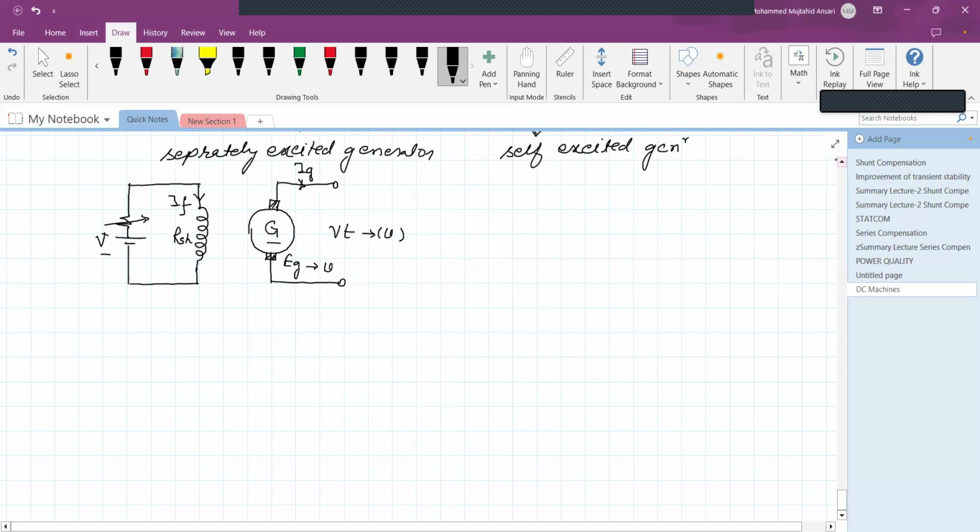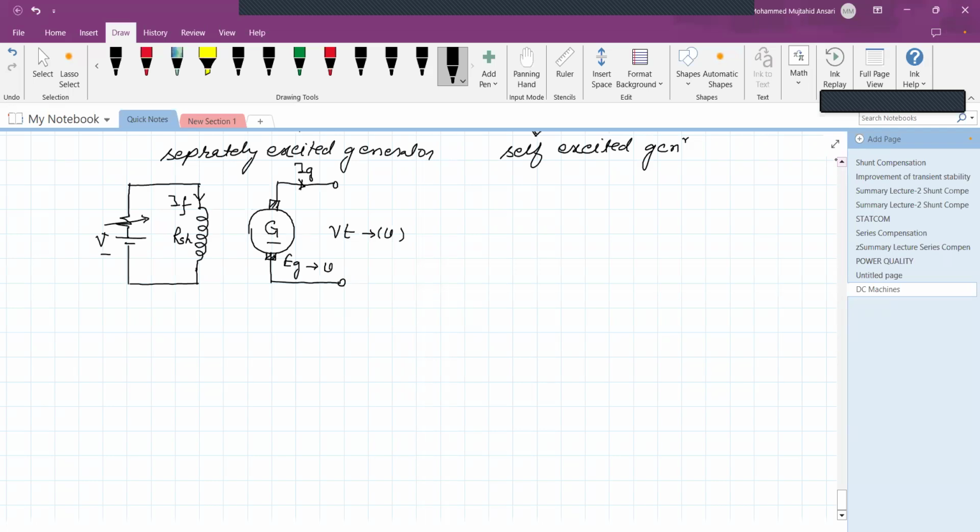The difference is that whenever it is connected with some load, it is going to deliver the current. So some of the voltage is going to drop across the armature winding, and the rest of the voltage is going to appear across the terminal, across the load. So the voltage across the load is the terminal voltage, and the actual EMF induced is the EMF generated. Therefore, the EMF generated is slightly greater than the terminal voltage, isn't it?